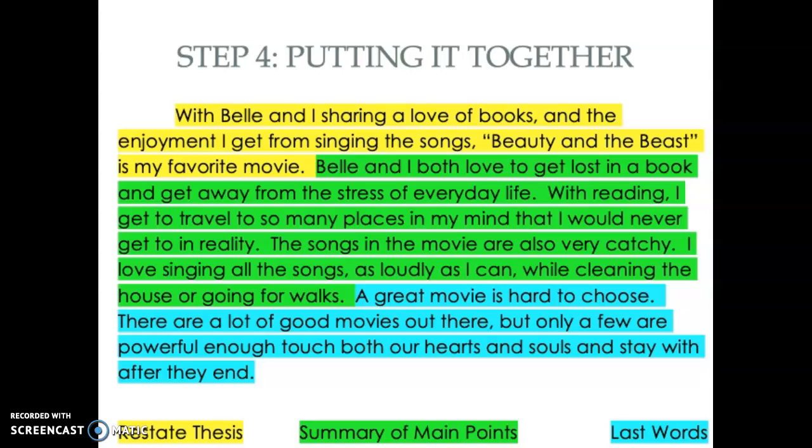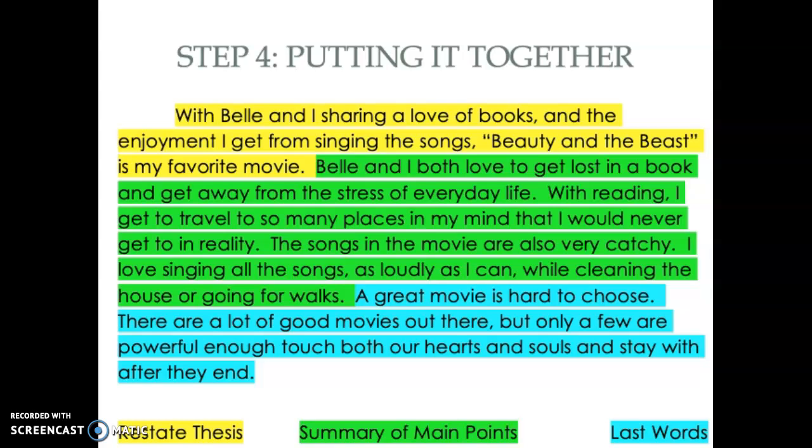With Belle and I sharing a love of books and the enjoyment I get from singing songs, Beauty and the Beast is my favorite movie. Belle and I both love to get lost in a book and get away from the stress of everyday life. With reading, I get to travel to so many places in my mind that I would never get to in reality. The songs in the movie are also very catchy, and I love singing all the songs as loudly as I can while cleaning the house or going for walks.